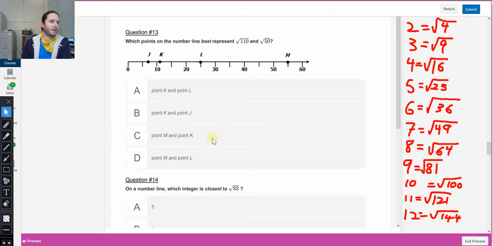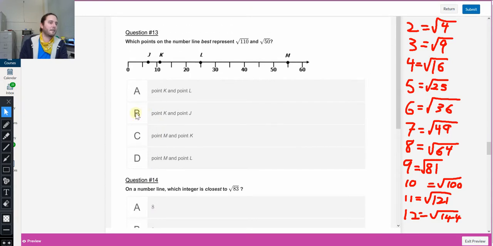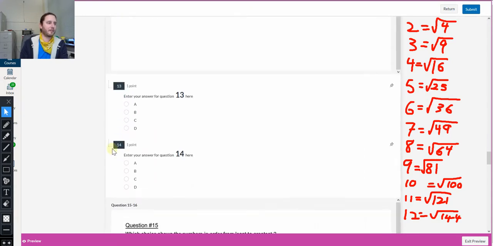All right. For number 14, on a number line, which integer would be closest to the square root of 83? Looking at our chart over here, 83 is really close to 9. So number 14, we would say 9. So we've got B and B for 13 and 14.